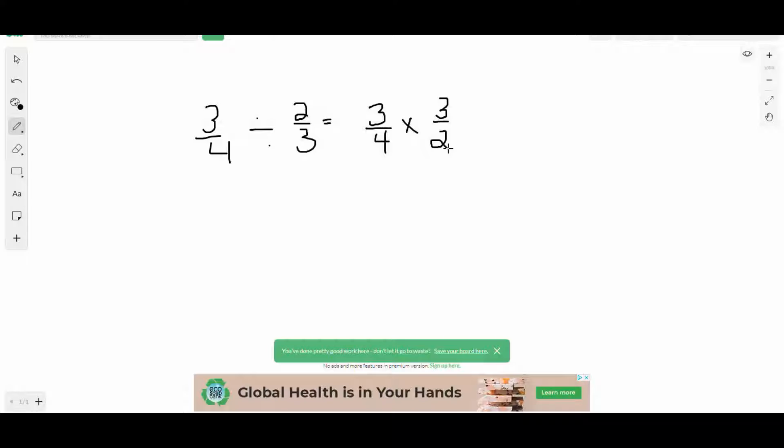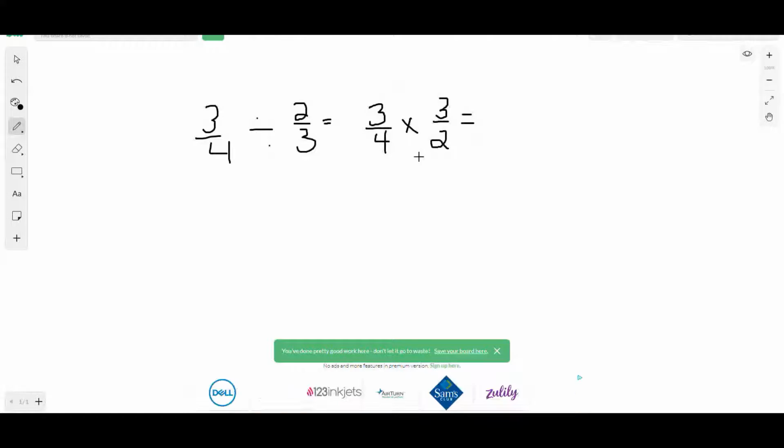Okay, now all that stuff that I read to you in the book that you followed along with me in section 6.5, all that stuff that we talked about was showing you why we do this. So if that's important to you, you can go back and read it. Otherwise, that's all you do. And then you multiply across and simplify.